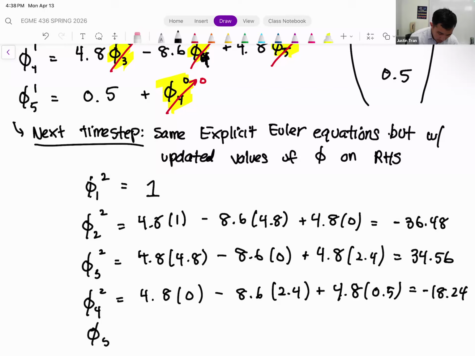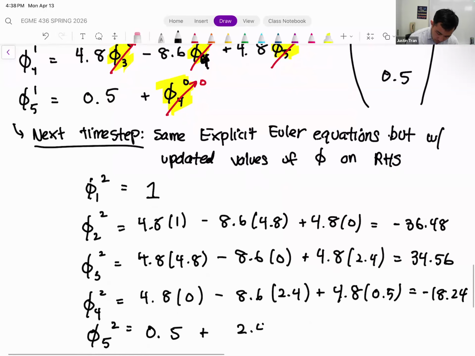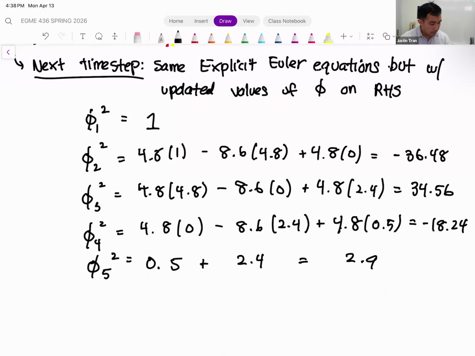Okay. And finally, phi5 at time step 2 is equal to 0.5 plus phi4 from the previous time step, which is 2.4. We add those two together, we get 2.9. Okay. And then from there, it just gets repetitive. So it looks like the solutions are kind of going crazy right now. We have positive, negative, positive, negative. That's because we're only time stepping this 3 times. If you continue to time step this, then the solution will start to stabilize.